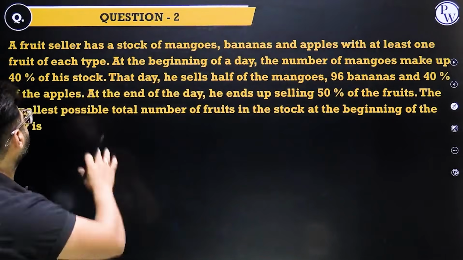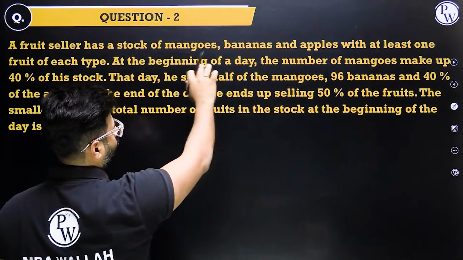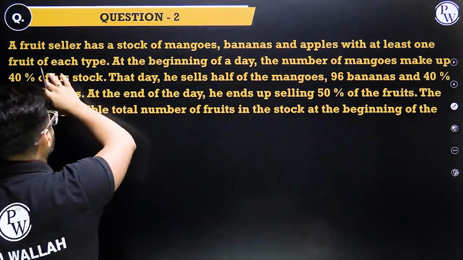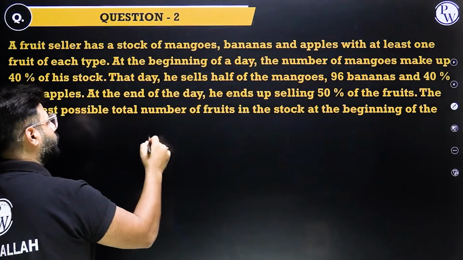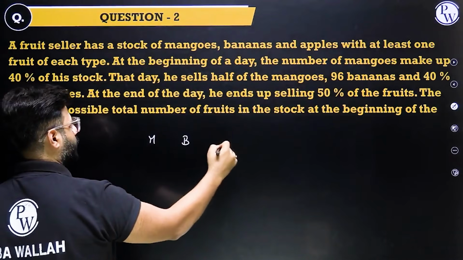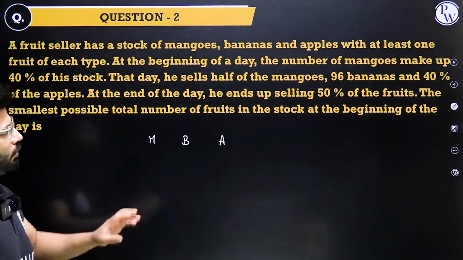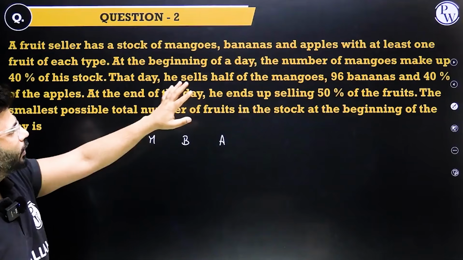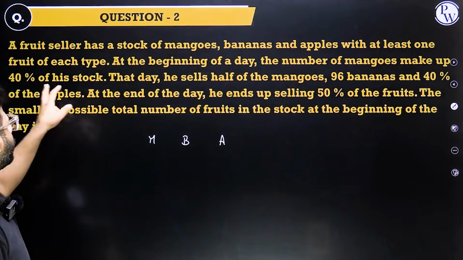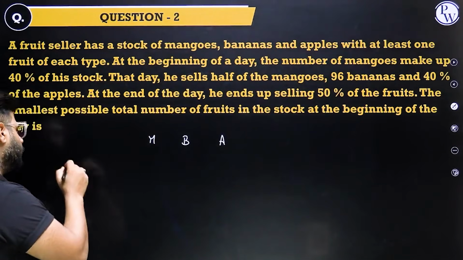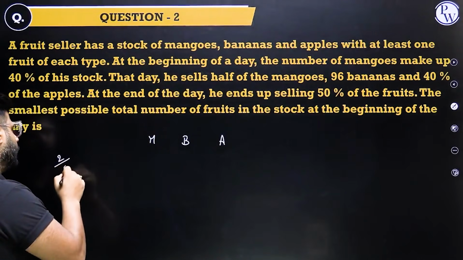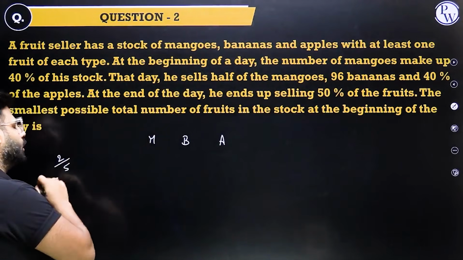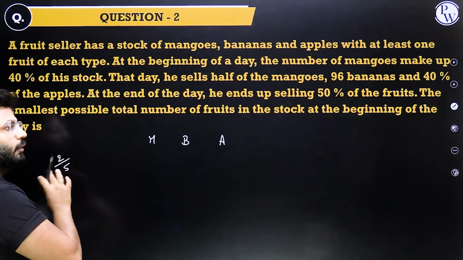And let's try. A fruit seller has a stock of mangoes, bananas, and apples with at least one fruit of each type. Okay, so you have mangoes, bananas, apples, necessary for you to have at least one of each kind. At the beginning of the day, the number of mangoes were 40% of the stock. Most simplified ratio or fraction of 40% is 2 by 5, right? 40 by 100, 2 by 5.